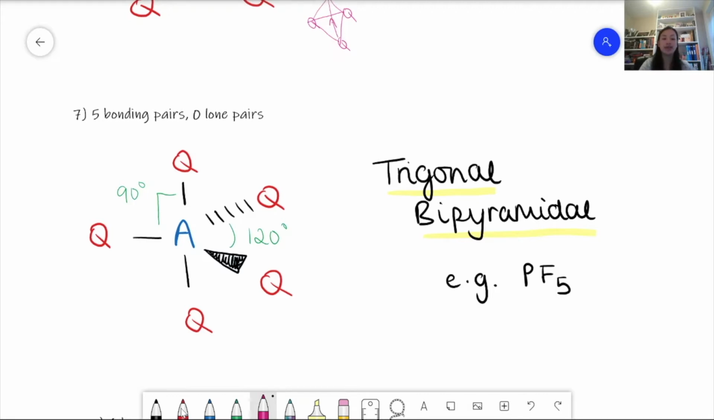And an example of this would be phosphorus, I'm not sure how to say it, PF5.